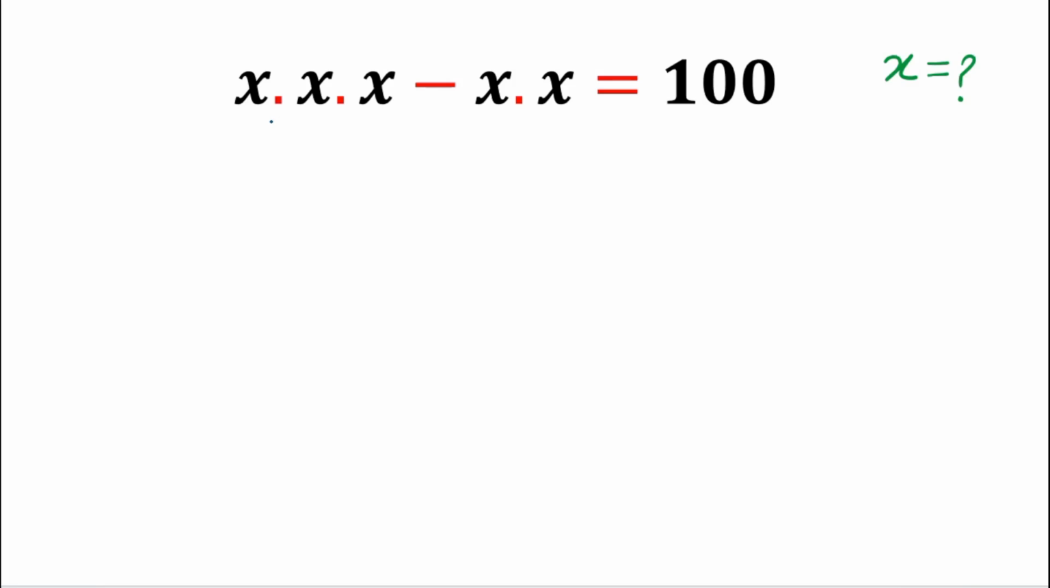In this video, we are going to solve a nice algebra problem. Here we have x times x times x minus x times x, this is equal to 100. Here we need to calculate all possible values of x.